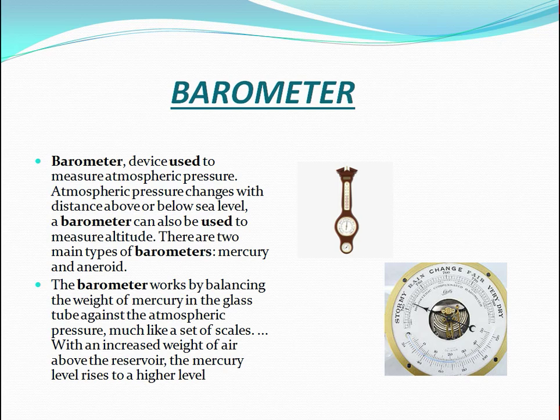Now let us discuss the device known as barometer. What is a barometer? A barometer is a device used to measure the atmospheric pressure. Atmospheric pressure, as we know, changes with the distance above or below sea level. A barometer can also be used to measure altitude. There are two main types of barometers. One is the mercury and another one is aneroid.